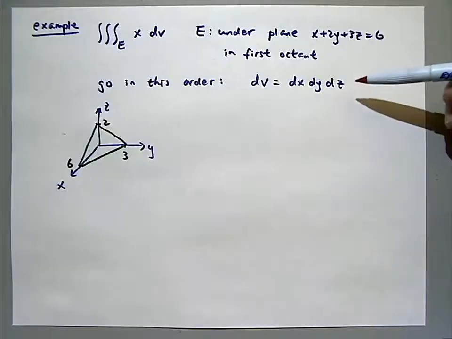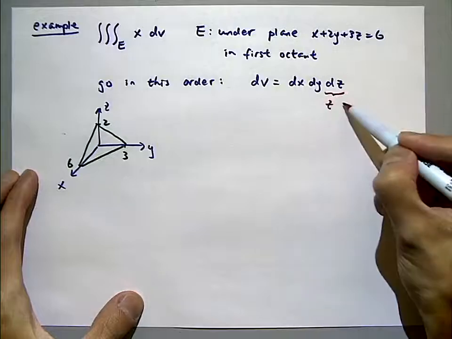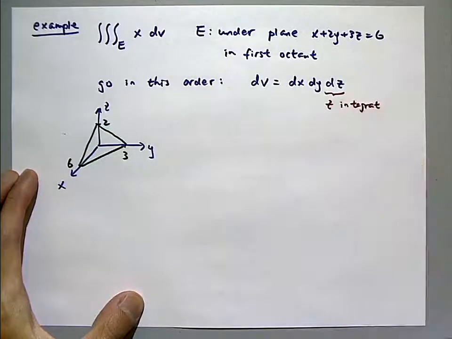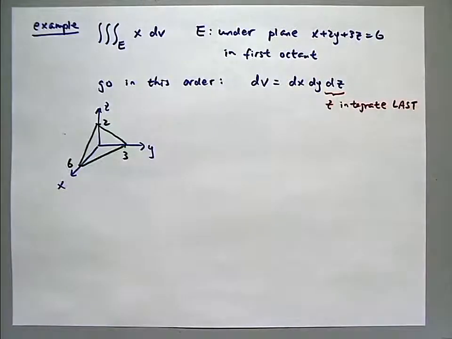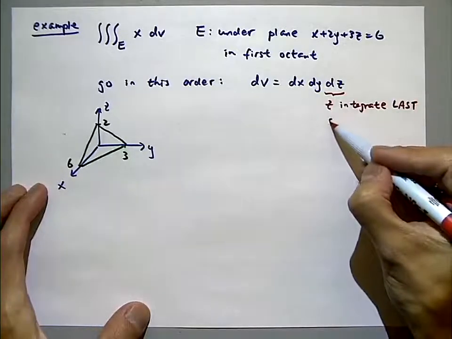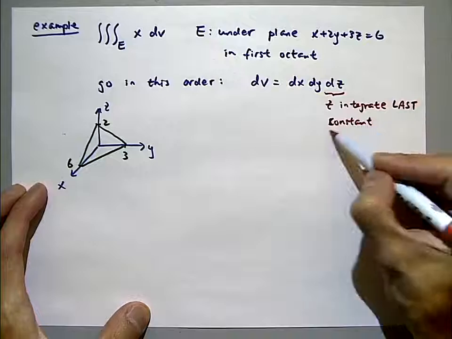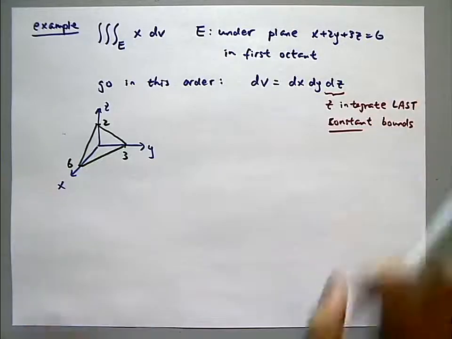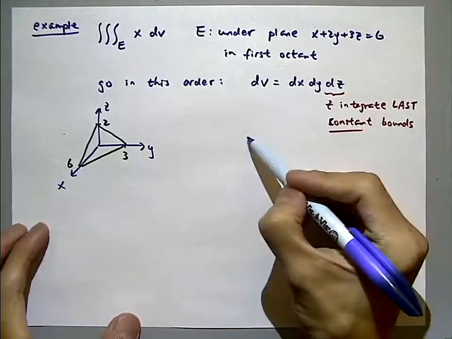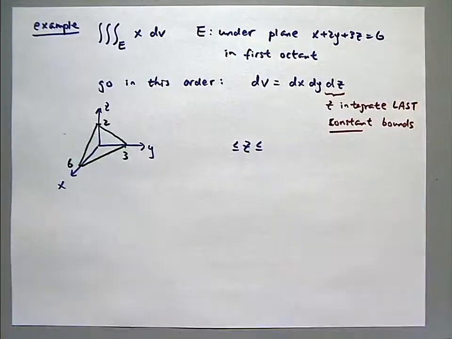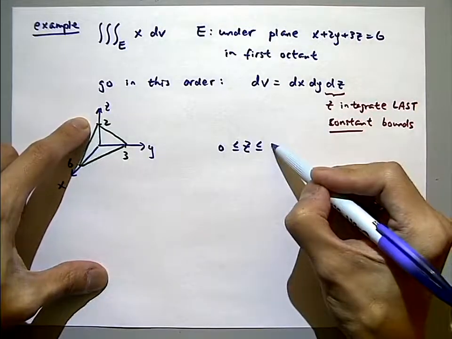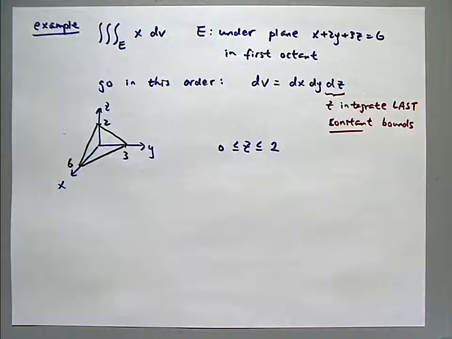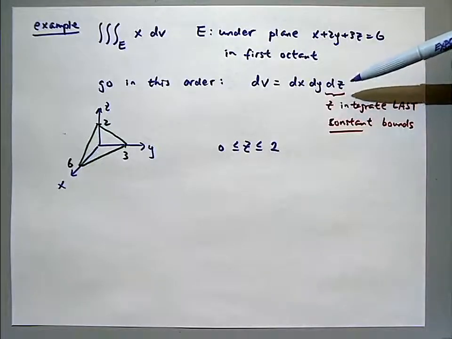All right, now we're going to have to read this thing backwards because dz at the very end means z is integrated last. That means z is going to have the simplest bounds, the constant bounds. And looking at the picture here, it's pretty clear what z is going to be. Z is going to be bounded between the floor, which is 0, and the tip here, which is 2. Right? So z is going to take the simplest bound because integration for z is happening at the very, very, very end.